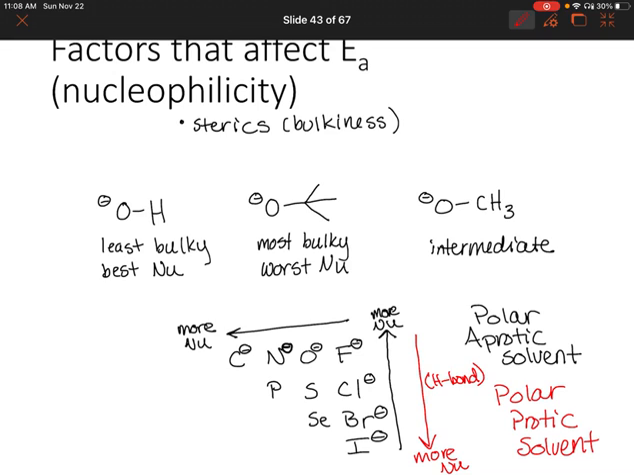So these are all things to think about when we're considering what makes the best nucleophile. We have to think about the size as well as what type of solvent we're in. Are we comparing nucleophiles in the same row or in the same column? And this is a lot to remember, so I do recommend making flashcards or maybe just going back through these slides occasionally just to refresh your memory.